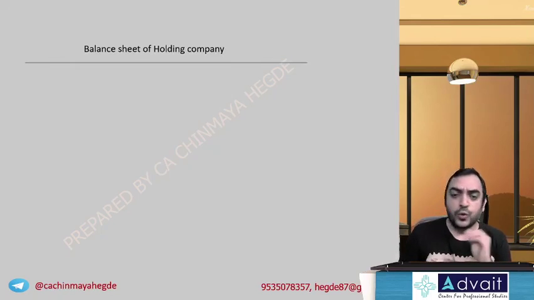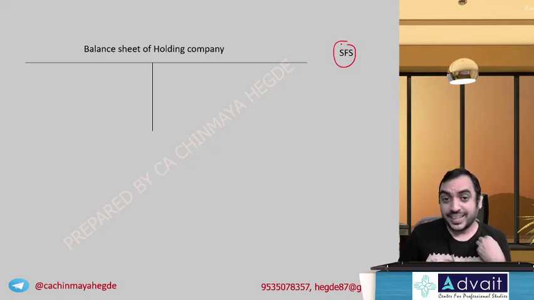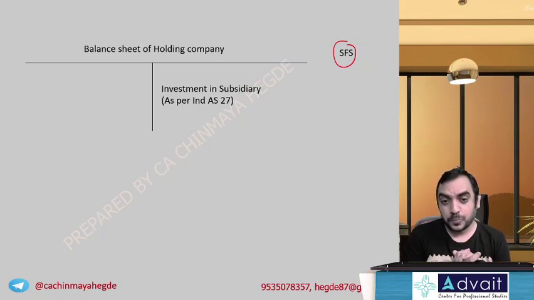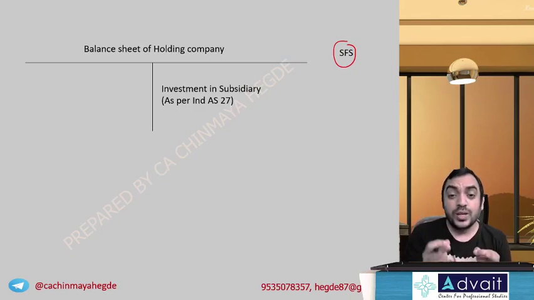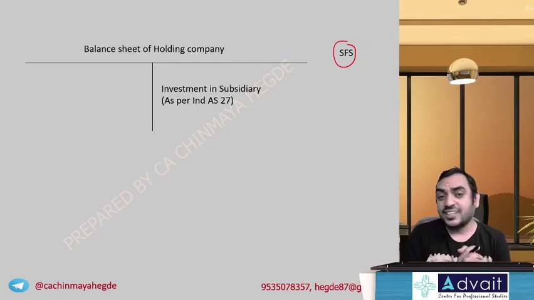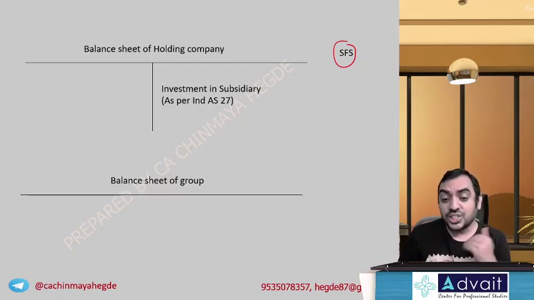So you will have the balance sheet of a holding company. That's what we call separate financial statements. They're independent financial statements. Along with assets and liabilities, they will have one item called investment in subsidiary, and this investment will be accounted as per Ind AS 27, at cost or at fair value as per Ind AS 109 Financial Instruments. Now when I prepare the balance sheet of a group, what all comes?